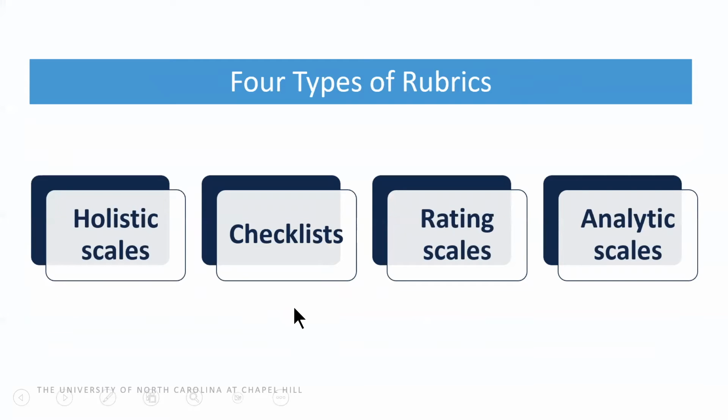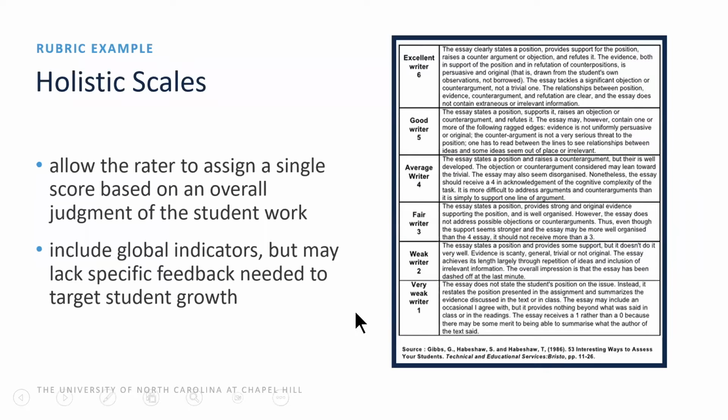So in this session, we're going to talk about four main types of rubrics. And what's nice about rubrics is that they can be very much adapted to your needs and also how you approach your course. And so we want to give you a chance to look at these different types of rubrics and see some examples so that you can determine what might be most appropriate for your context.